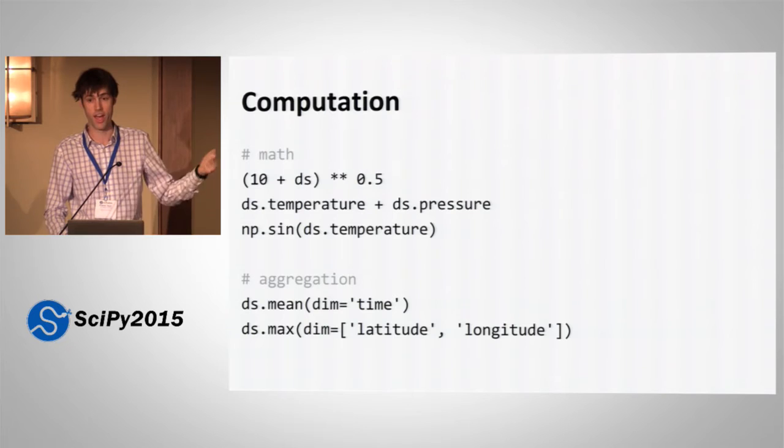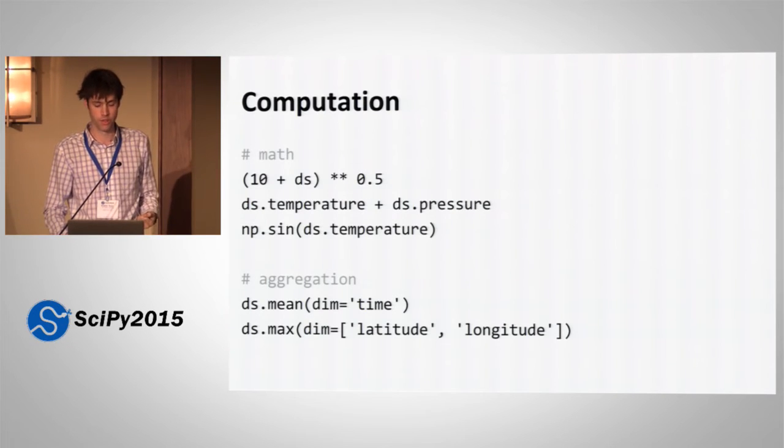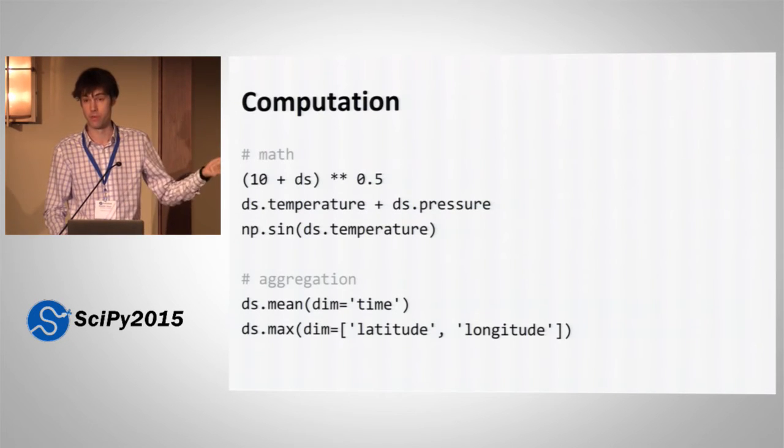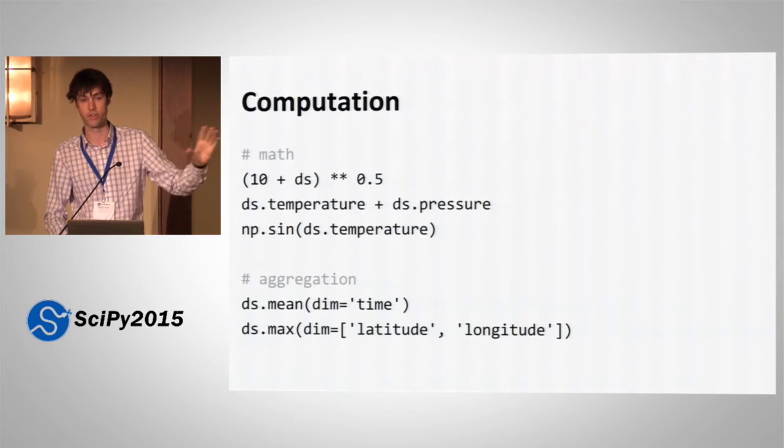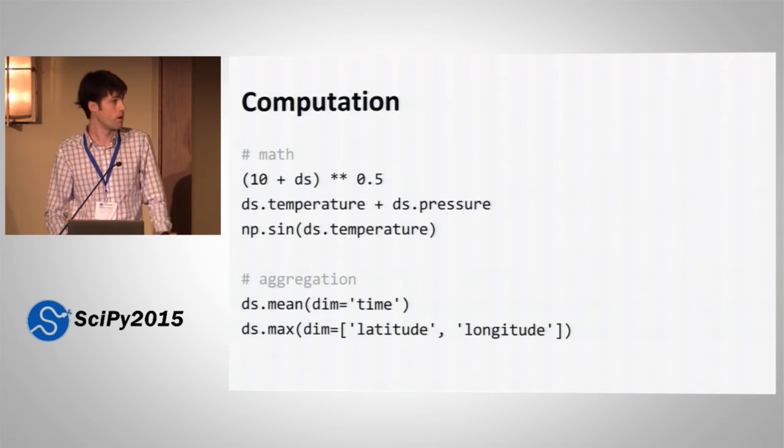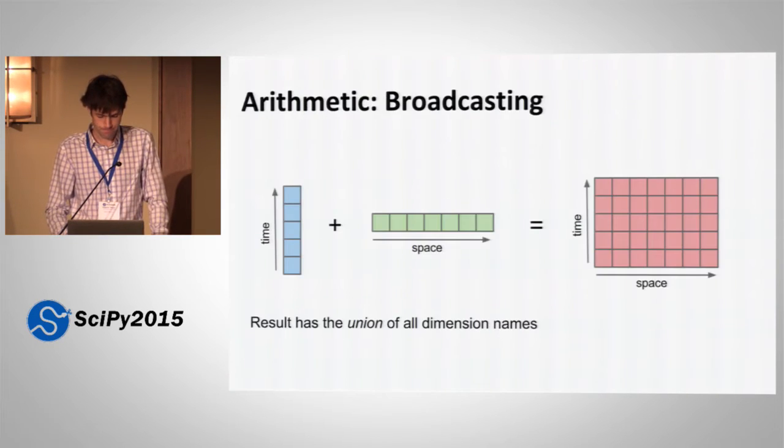I don't want to do a sum over axis equals one. I would like to do a sum over the time dimension. And because we have these labels, we can use these meaningful labels in our code, which makes our code much more readable, easier to understand, debug, all that great stuff.